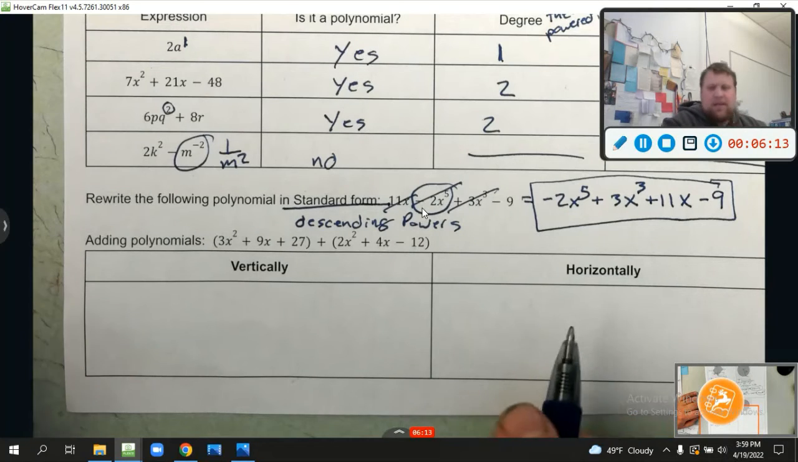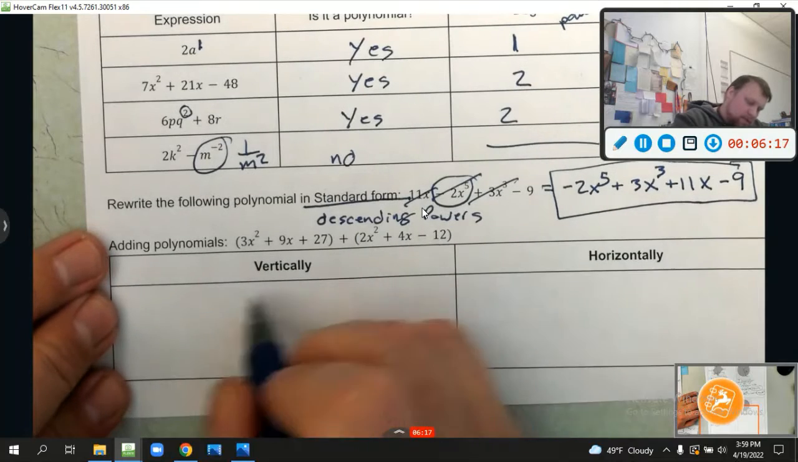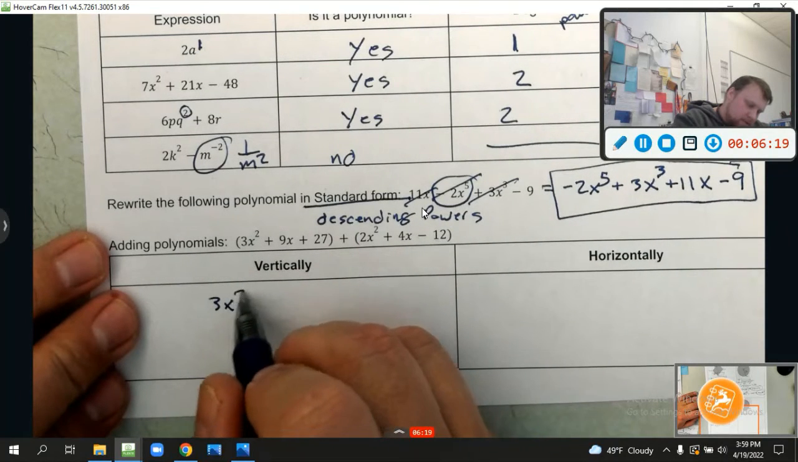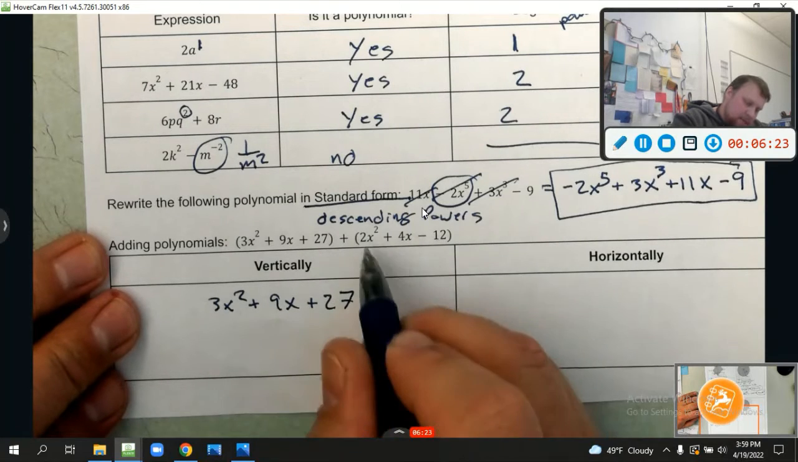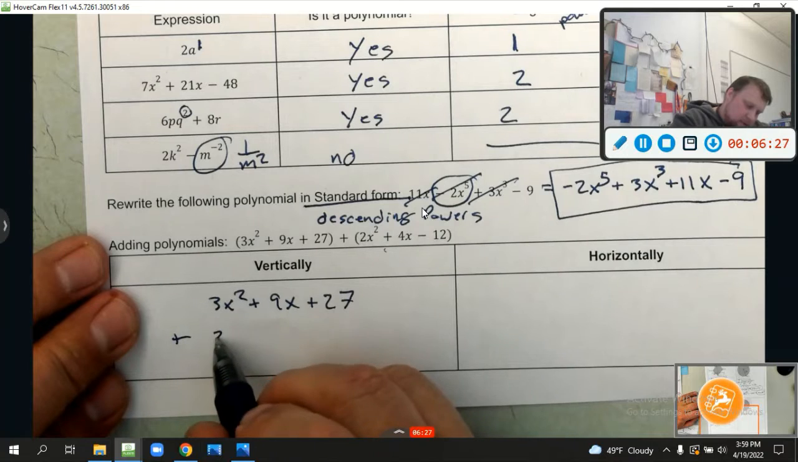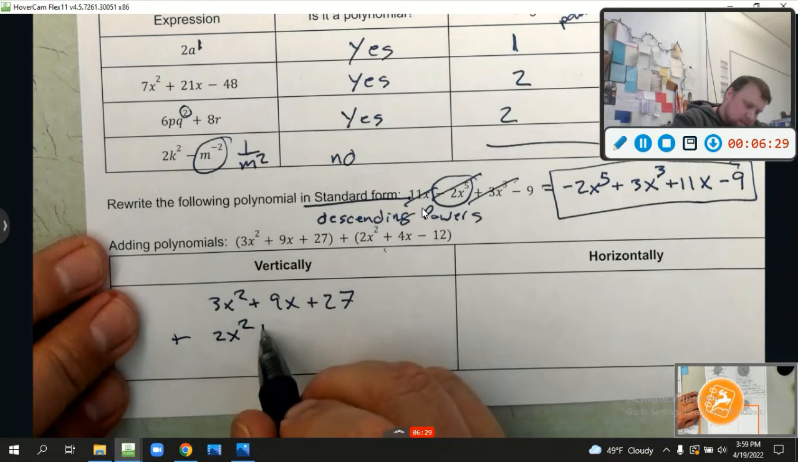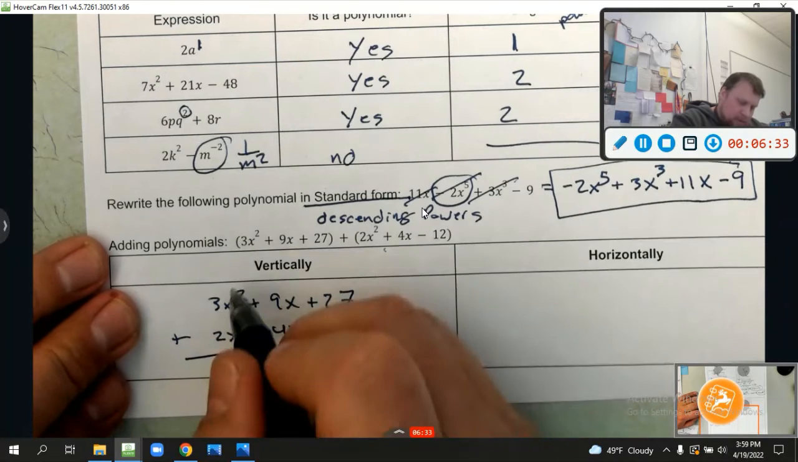Now let's talk about the concept of adding polynomials. We're going to add these first vertically, which means I put them on top of each other. So 3x squared plus 9x plus 27. And when you're doing this, line them up. We're going to add to that 2x squared plus 4x minus 12. We just add straight down.